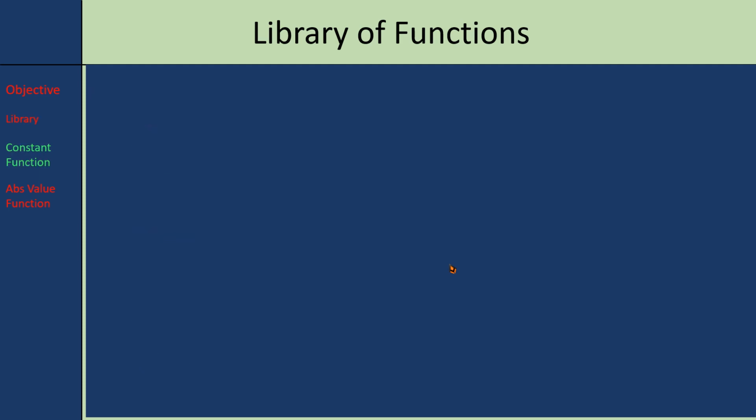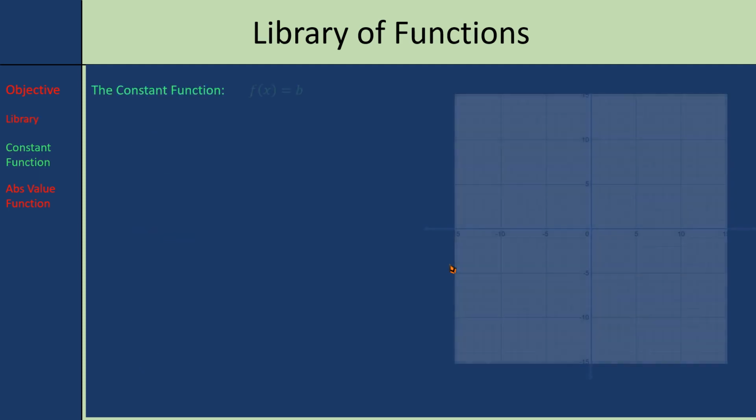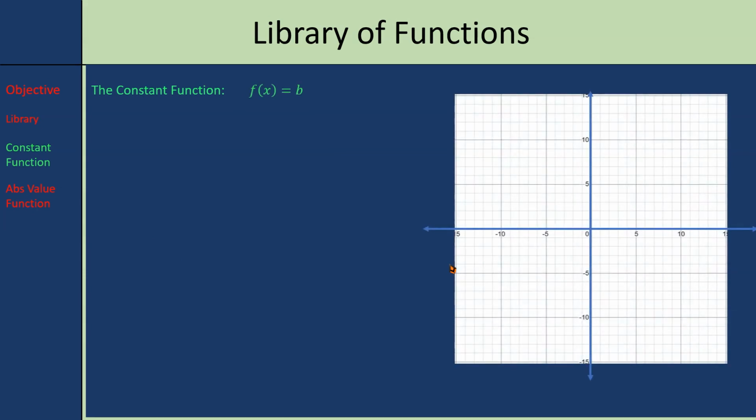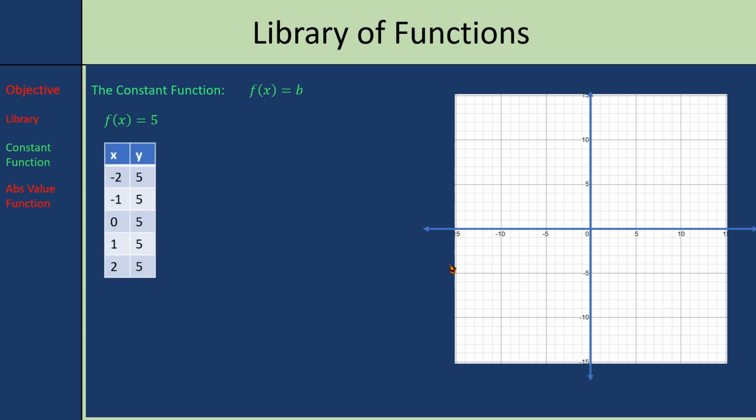Okay, so I'm going to do the constant function, which is f of x equals b, where b is a number. There is no x. So for example, I have f of x is equal to 5, and when I have that, I want to put it into my table of values, right? X and y, and no matter what x I put in, my y is always going to be 5. So my function gives me a line across like so.